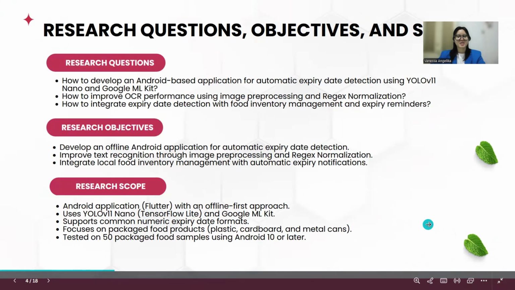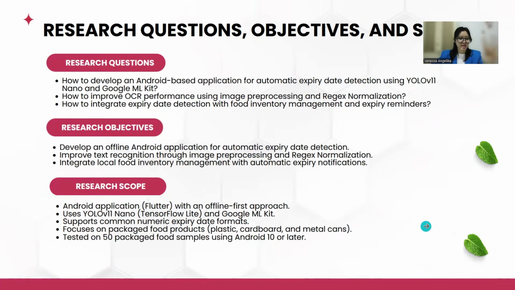This research focuses on three main aspects. First, developing an Android application capable of automatically detecting and recognizing expiry dates. Second, improving OCR performance through image preprocessing and regex normalization. Third, integrating expiry date detection with food inventory management and automatic reminders.